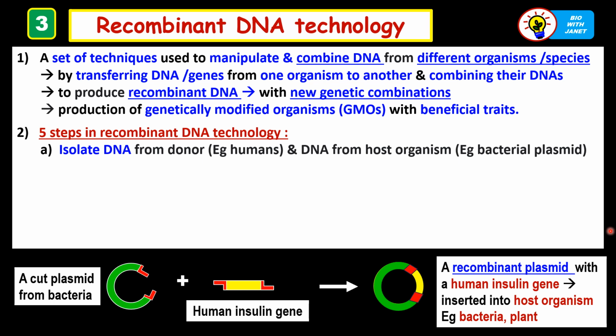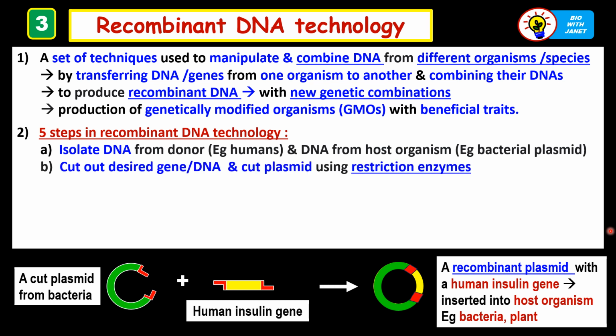The plasmid from bacteria. Now cut out the desired gene or DNA and cut the plasmid using restriction enzymes, not with a scissors, but with restriction enzymes that will carry out some chemical reactions and be able to cut out the desired gene from the donor, which is the human insulin gene, from the whole long strand of DNA. And for the bacterial plasmid, you have to cut off a certain segment of this plasmid so that there's space for the new gene to be inserted into it, for the human insulin gene to be inserted into the plasmid.